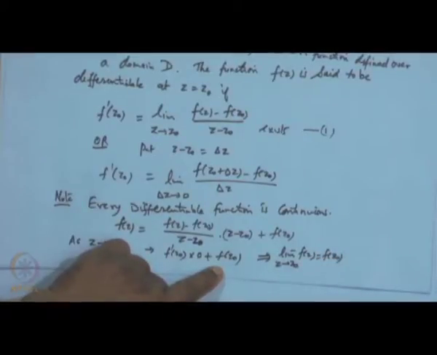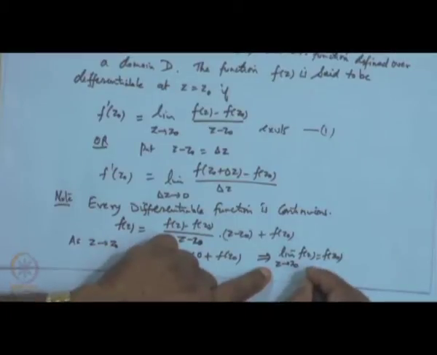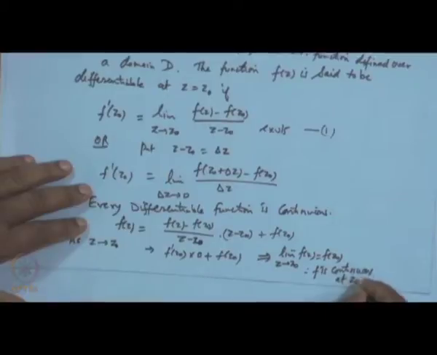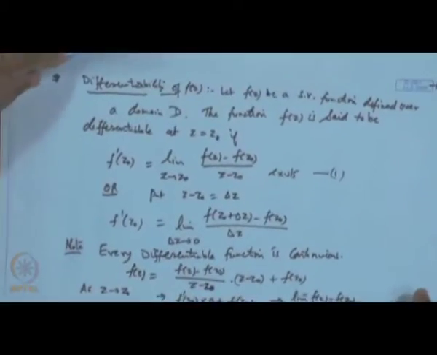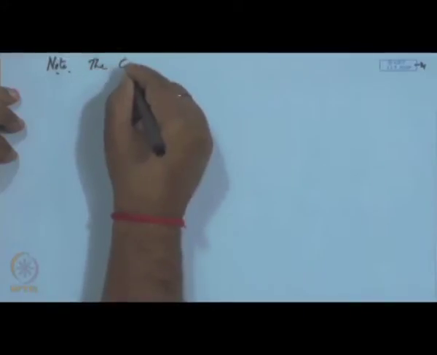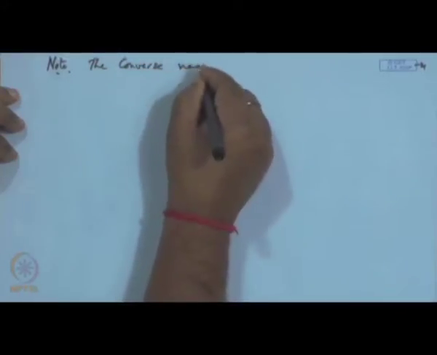So, is it not a continuity condition? So f is continuous at z naught. Every function which is differentiable has to be continuous at that point. If a function is continuous at every point in the domain, then we say it is continuous throughout the domain, and similarly for differentiability. Okay. But the converse is not true. The converse need not be true.